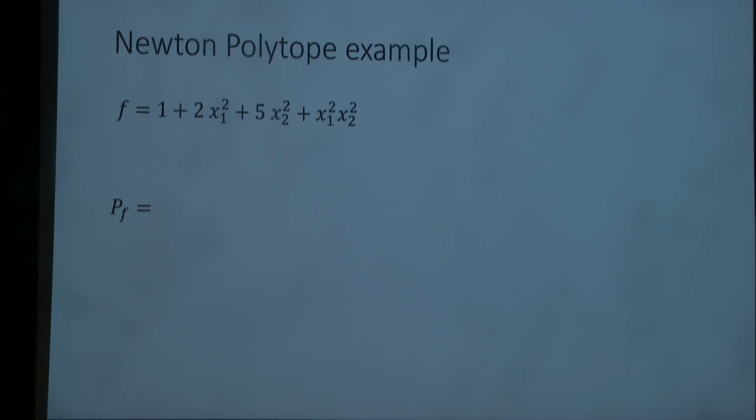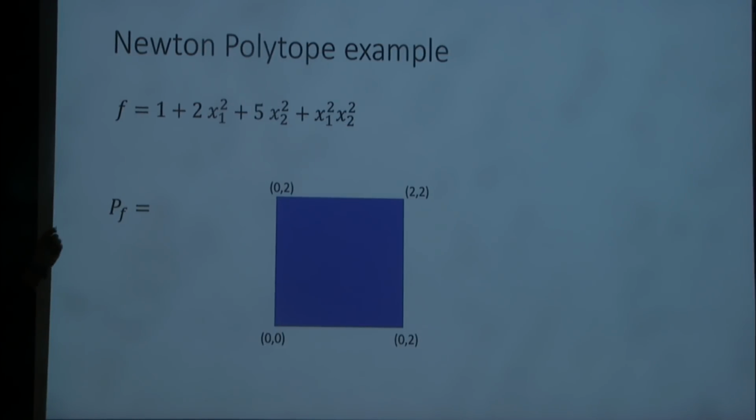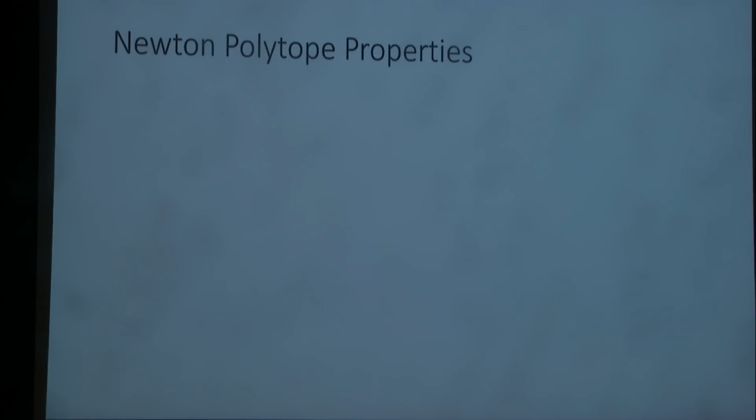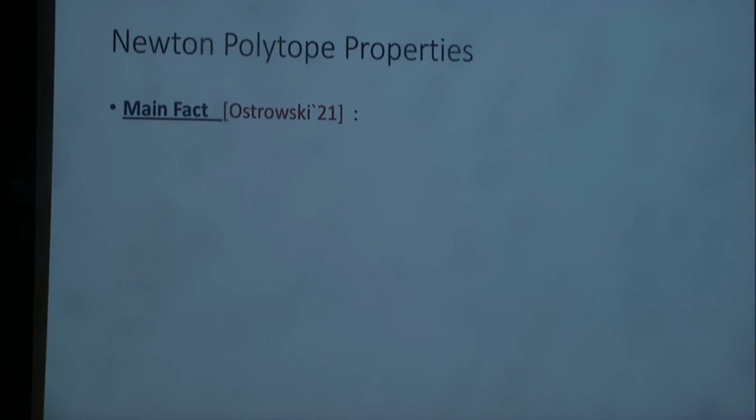So here's an example. If F is this polynomial, then this is the Newton polytope, because there are four monomials. The four support vectors we picked up were (0,0), (0,2), (2,0) and (2,2). And so this is the Newton polytope of that polynomial. Okay, good. Let me tell you some properties of the Newton polytope.